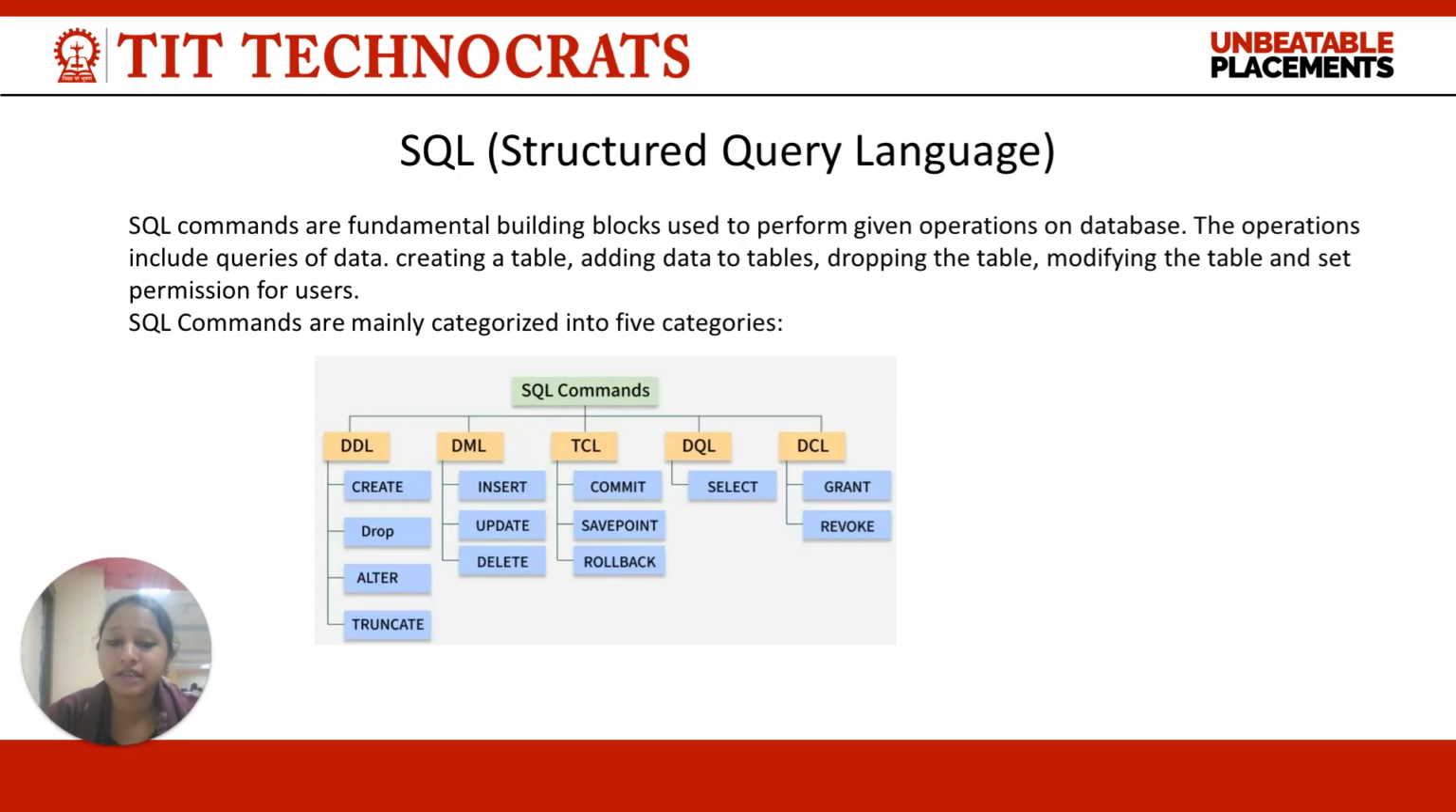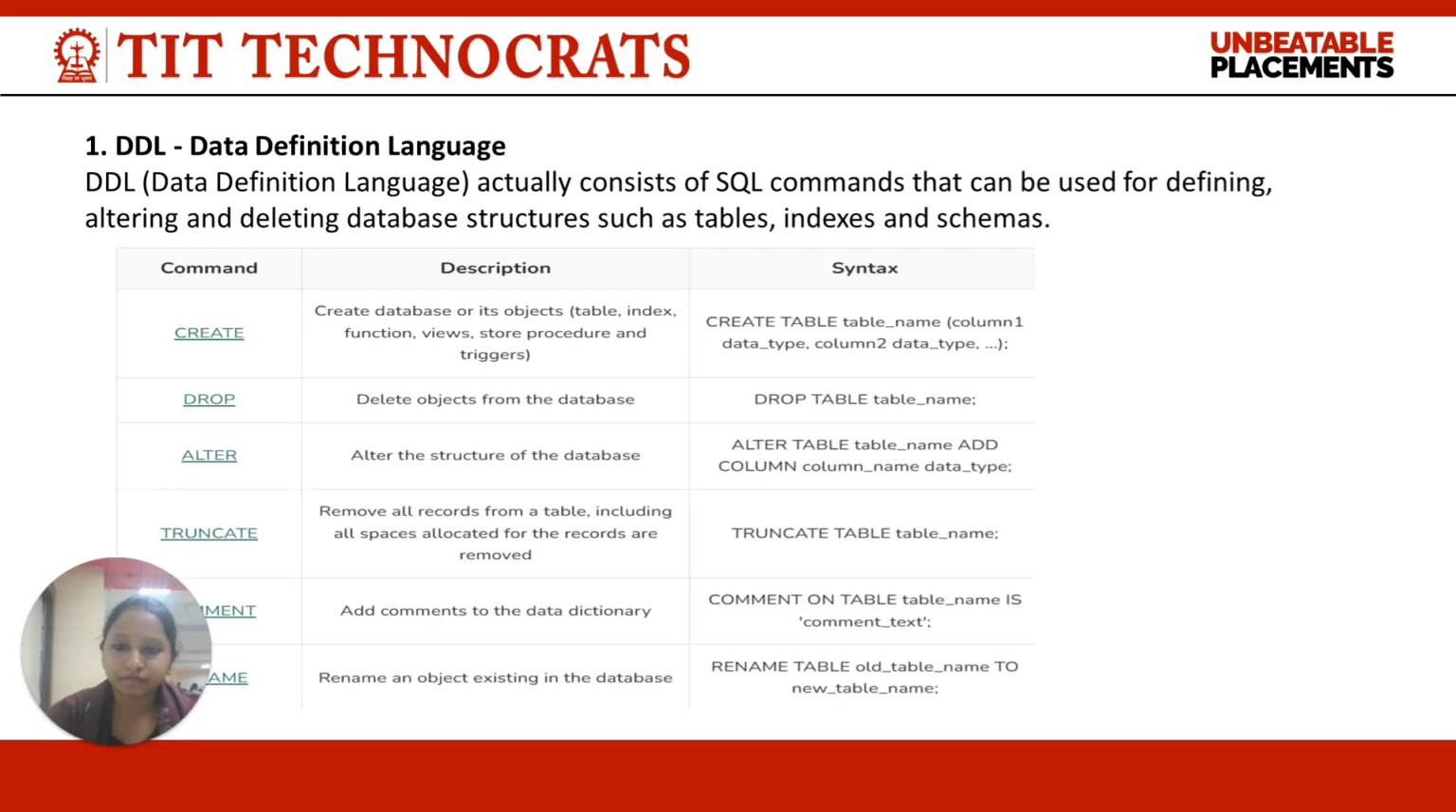These SQL commands are basically instructions that help us to define the structure of the database, manipulate data, and control access to the data. All SQL commands are grouped into five main categories, which are DDL, DQL, DML, DCL, and TCL, each serving a specific purpose in managing a relational database. Let's go through them one by one.